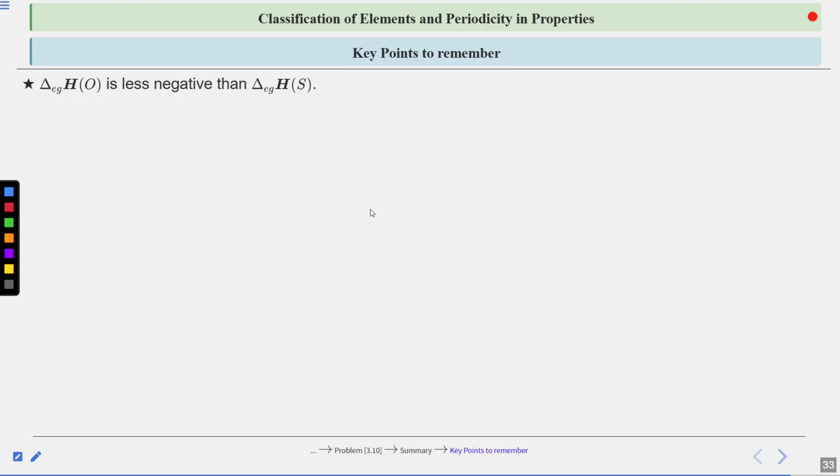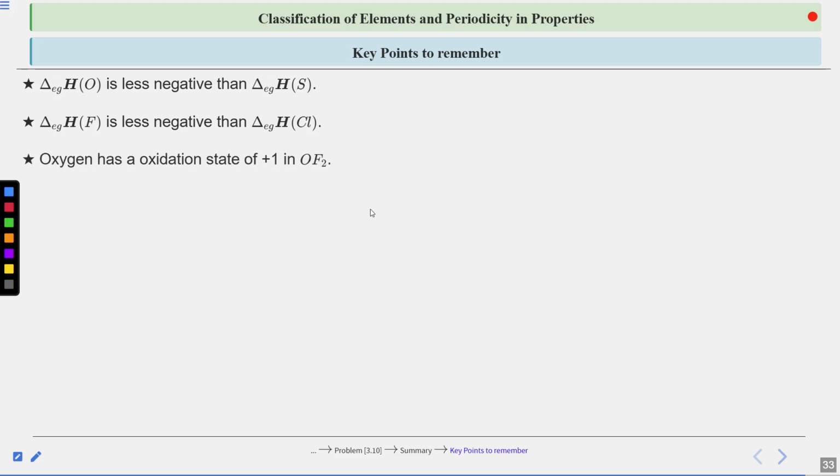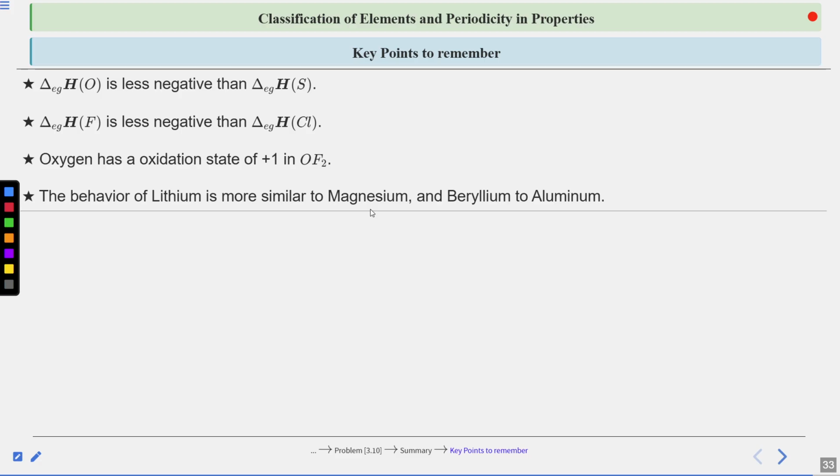Now, I will end my lecture with some exceptions. Oxygen has a less negative value for the electron gain enthalpy as compared to sulfur. So this was the first anomaly. The second anomaly is that the electron gain enthalpy of fluorine is less than that of chlorine. The third is that oxygen has an oxidation state of +1 only with fluorine. So this is very unique. And the fourth point is that lithium has different properties compared to the rest of the group, and its properties resemble those of magnesium, whereas beryllium has properties similar to aluminium rather than the other members of the group.